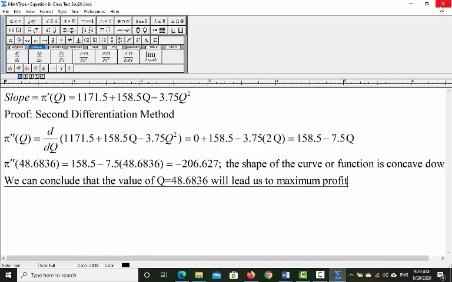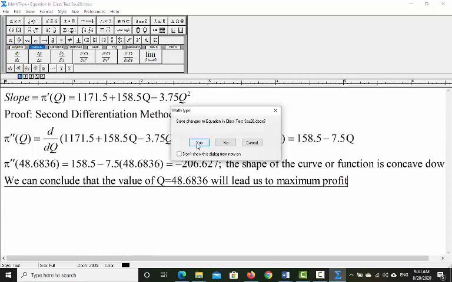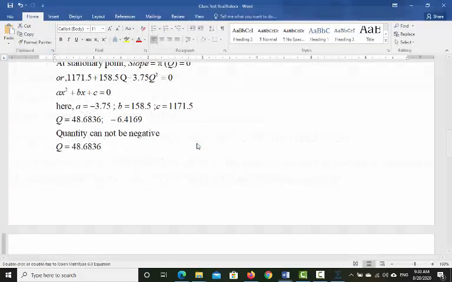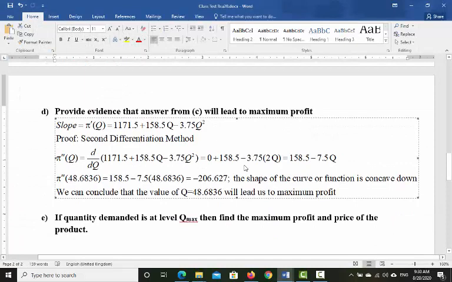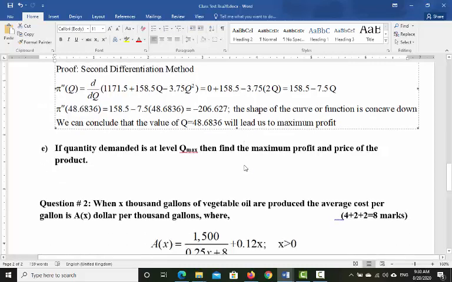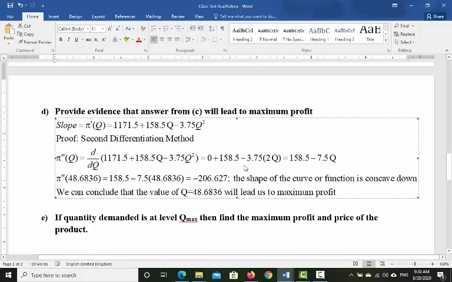So I have already shown you how to prove it using the first differentiation method and also using the second differentiation method.